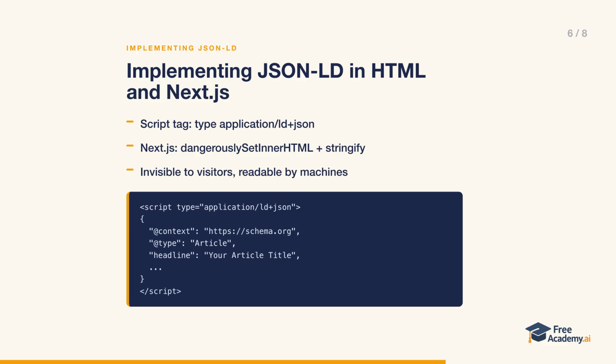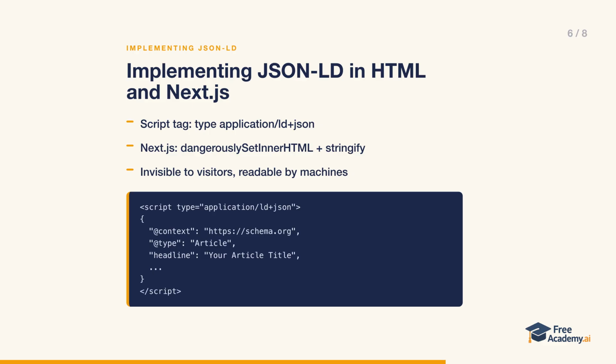So how do you actually add this to your site? The simplest way is a script tag in your HTML with the type set to application/ld+json and your JSON-LD object inside. Search engines and AI crawlers read it straight from the page source.